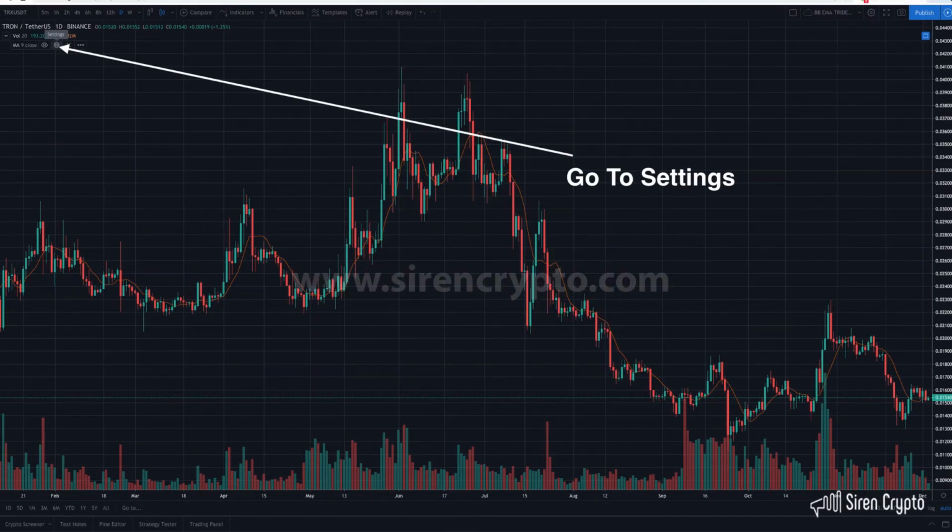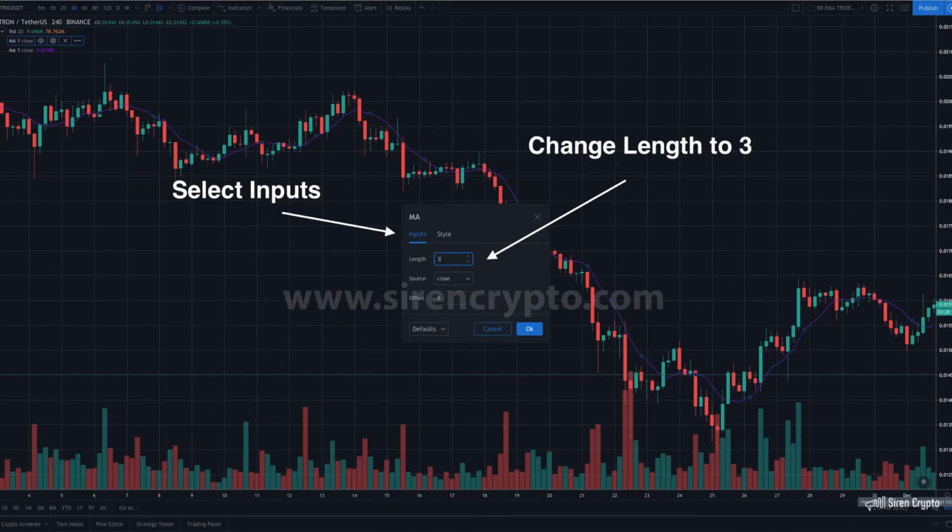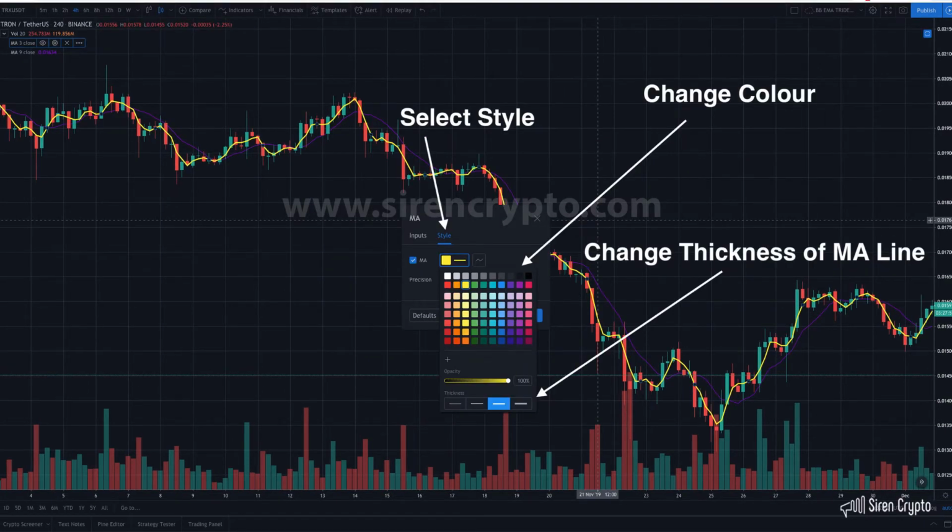We need to change the length now of those moving averages, so click into the little cogwheel and go to Settings. Go to Inputs and change the length to 3. You can change the colour of your moving average line.